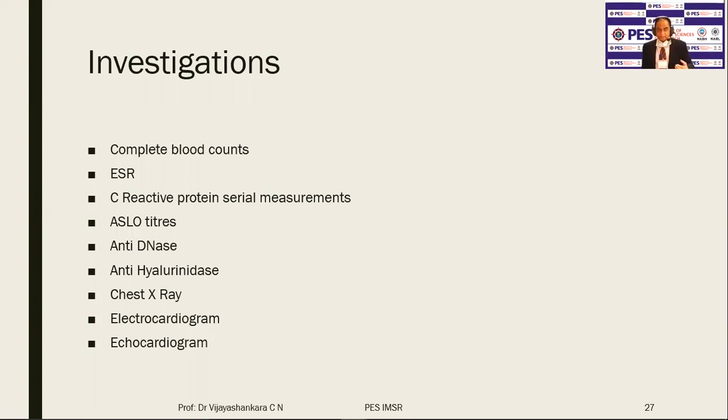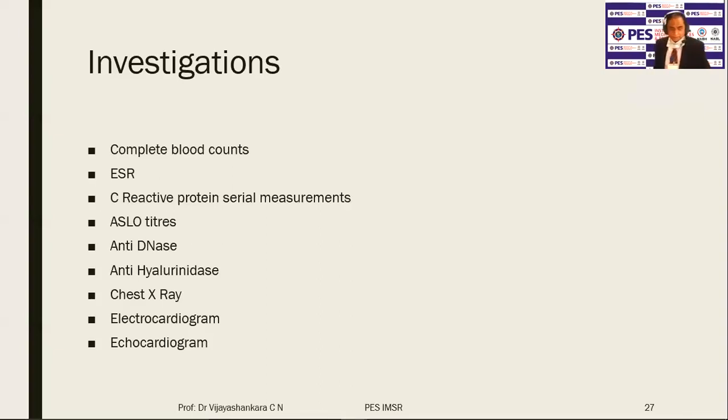And then don't take any one of these in isolation. It may not be suggestive of acute rheumatic fever. When you take the ASO titer and anti-DNase B antibodies together, the chances of acute rheumatic fever is very high.